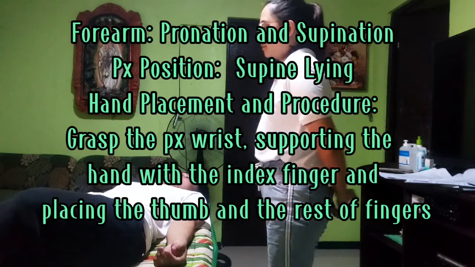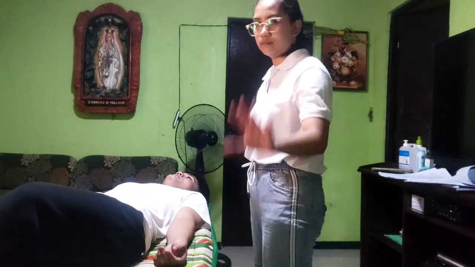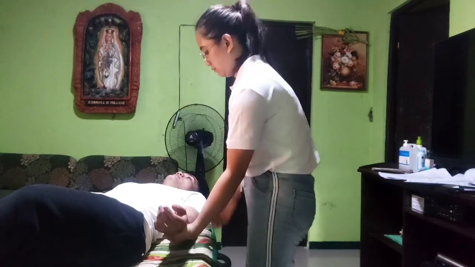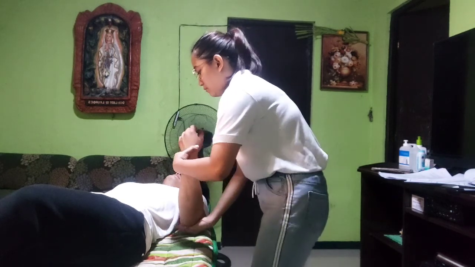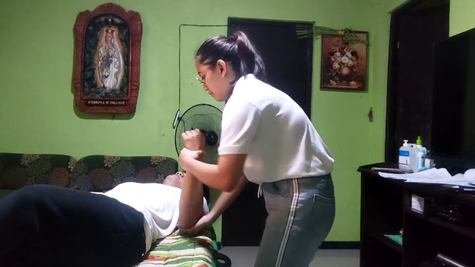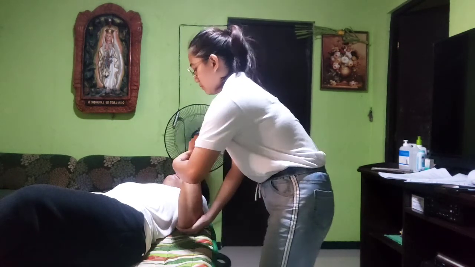Forearm pronation and supination. The patient position is supine. Hand placement and procedure. Grasp the patient's wrist, supporting the hand with the index finger and placing the thumb and the rest of the fingers on either side of the distal forearm. Stabilize the elbow with the lower hand. The motion is rolling of the radius around the ulna at the distal radius.